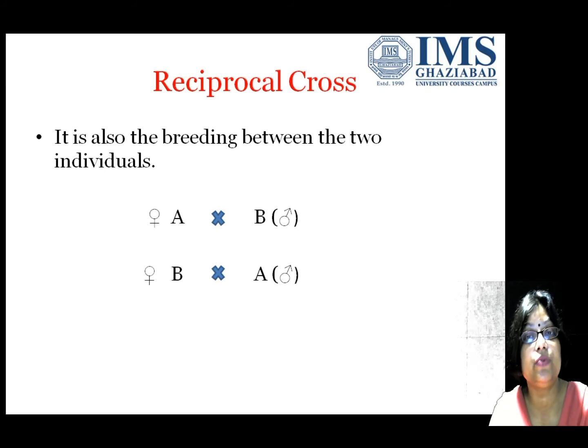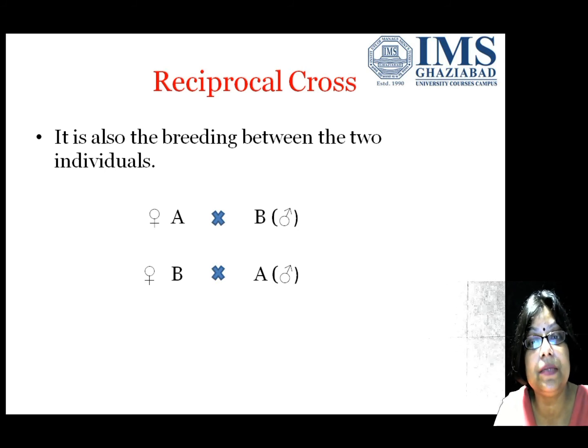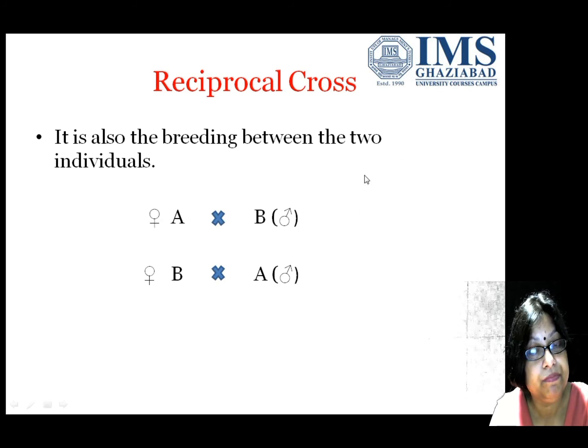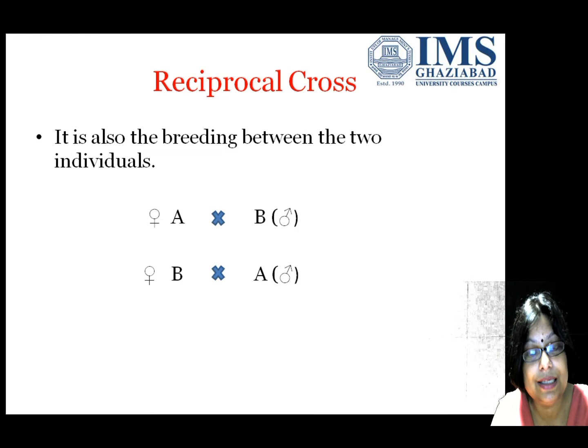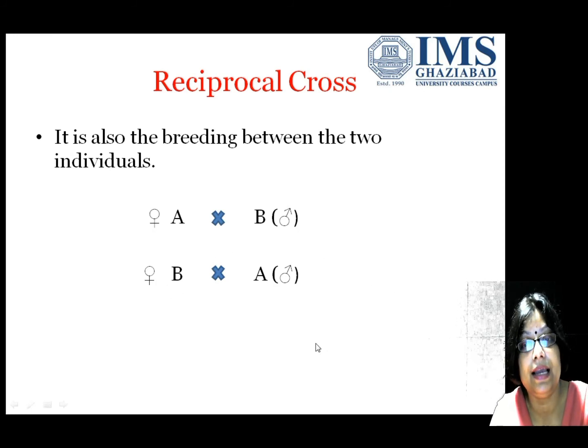Now, another term which we use in genetics is the reciprocal cross. In the previous slide, you found that a cross is the breeding between two individuals, right? Now, what is the difference between the cross and the reciprocal cross? In the cross, we take capital A as a female and capital B as a male. But in the reciprocal cross, we use B as a female and A as a male.